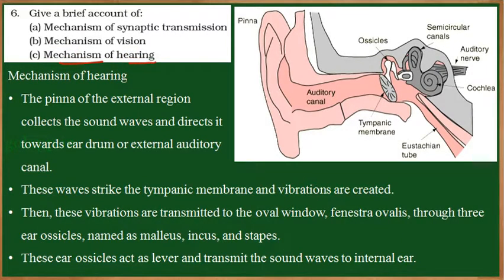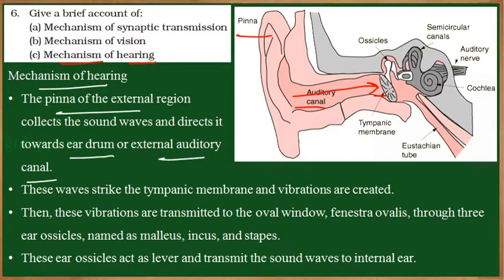So how does the mechanism of hearing take place? The organ responsible is the ear. The ear has three regions: the outer ear, middle ear and the inner ear. The outer ear includes the pinna, auditory canal and the eardrum. The pinna of the external ear collects the sound waves and directs them towards the eardrum through the external auditory canal.